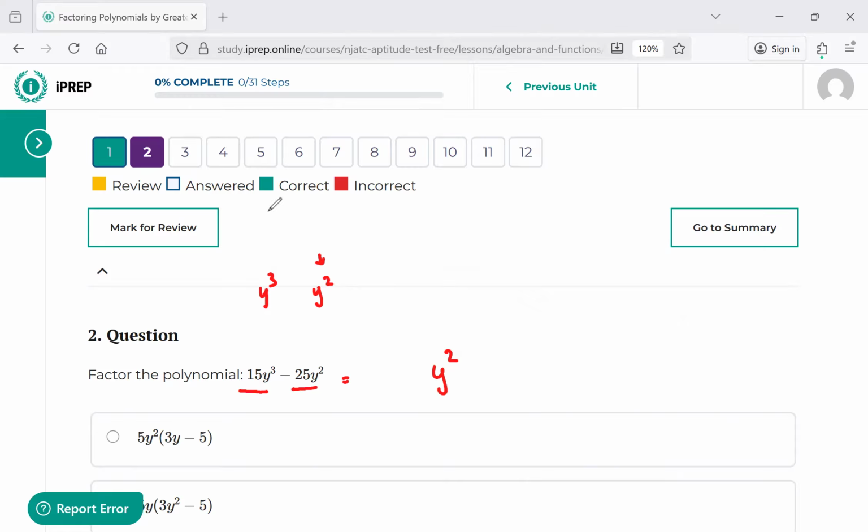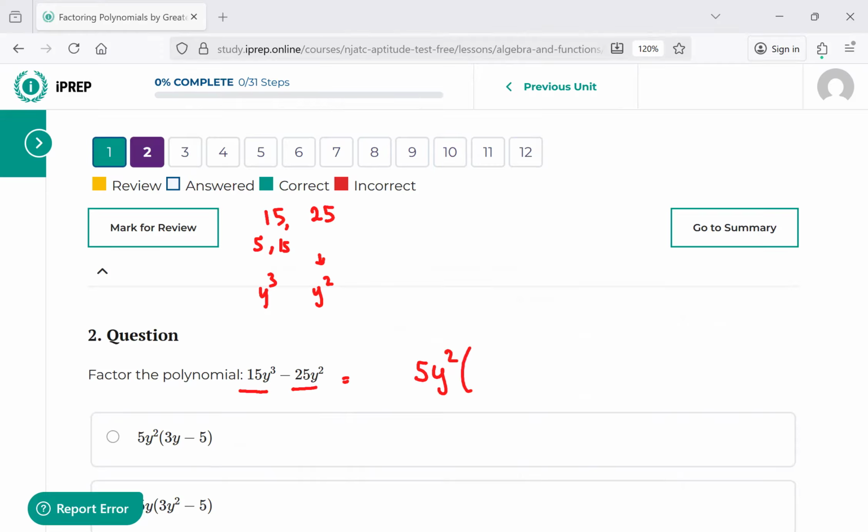Now, what about our constants? Our constants are 15 and 25. What is the largest number that they're both divisible by, that they divide evenly? I think 5 works. What about 10? No, 15 divided by 10 doesn't work. What about 15? Does 25 go into 15 evenly? No, it does not. So the largest we can take out is 5.